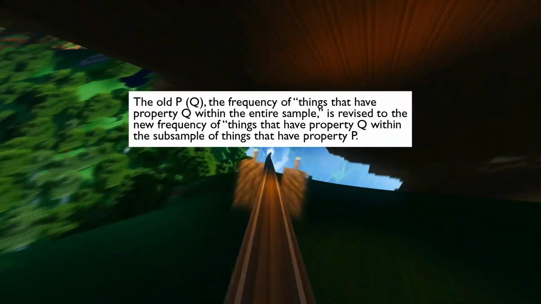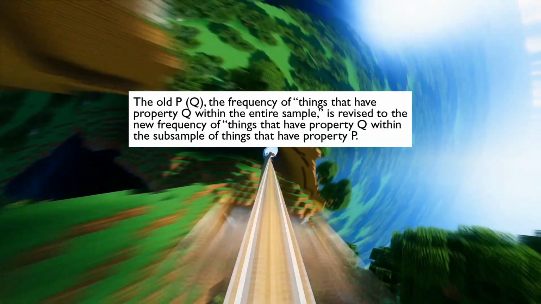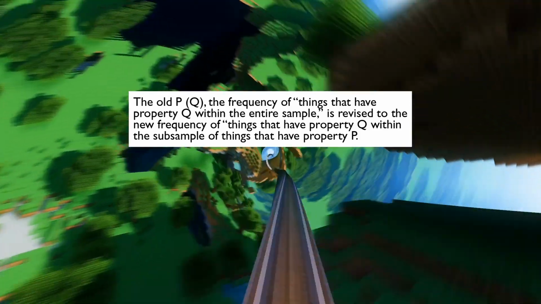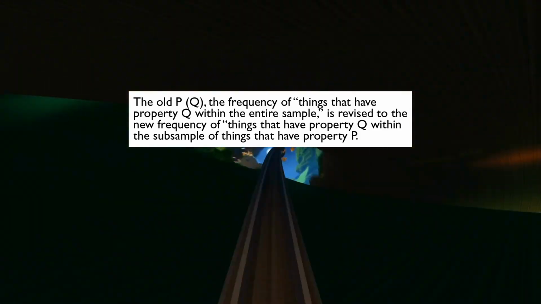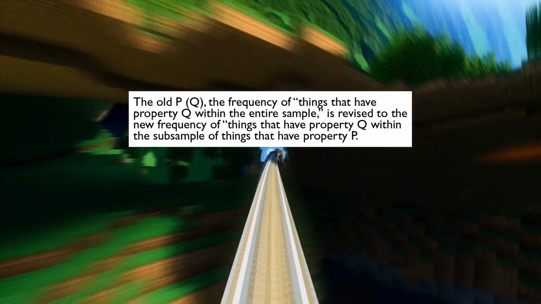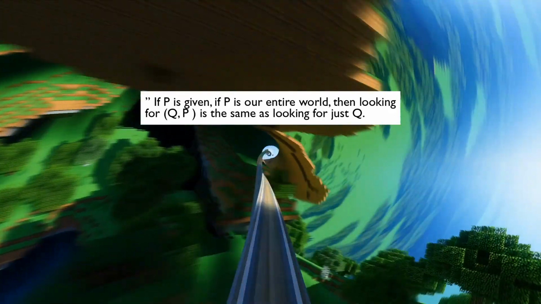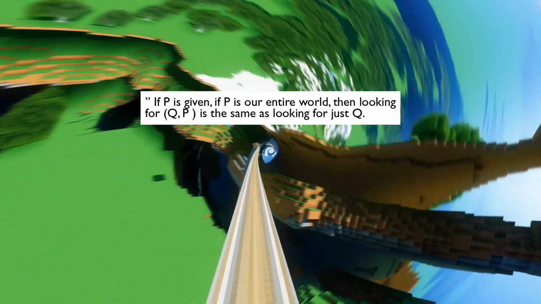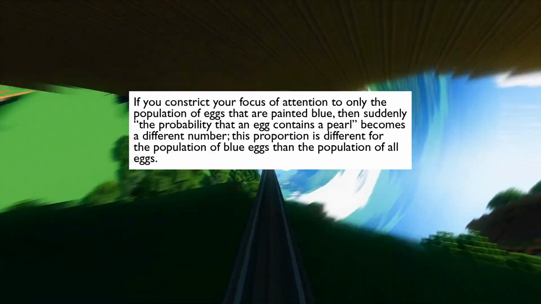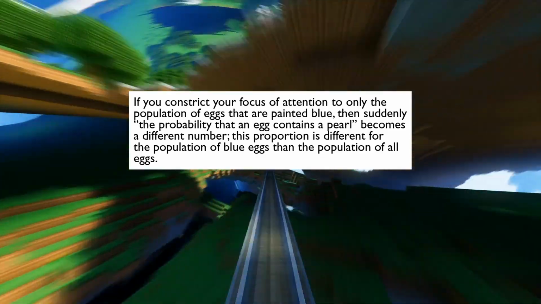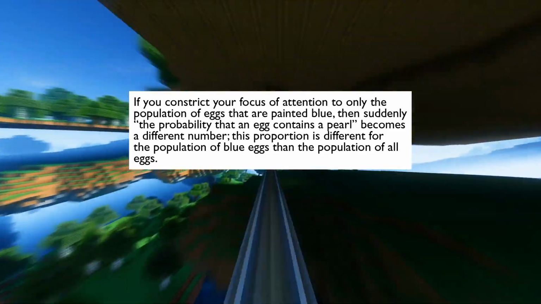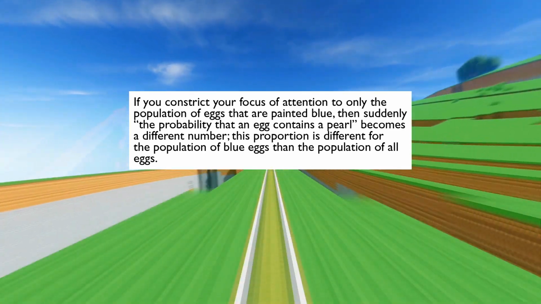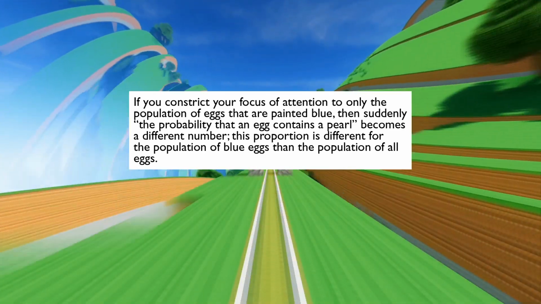P. The old P(Q), the frequency of things that have property Q within the entire sample, is revised to the new frequency of things that have property Q within the subsample of things that have property P. If P is given, if P is our entire world, then looking for P(Q given P) is the same as looking for just Q. If you constrict your focus of attention to only the population of eggs that are painted blue, then suddenly the probability that an egg contains a pearl becomes a different number. This proportion is different for the population of blue eggs than the population of all eggs.